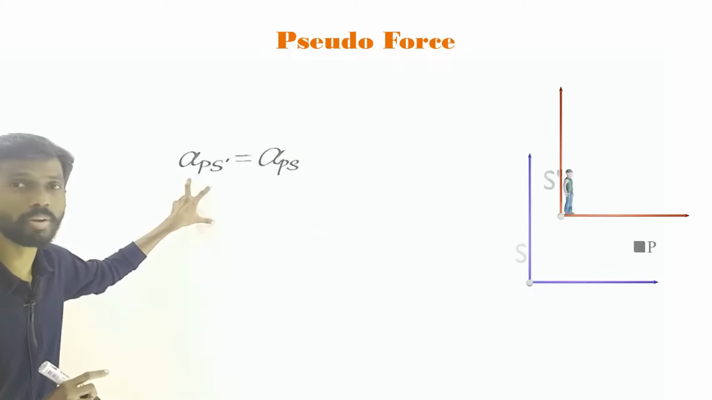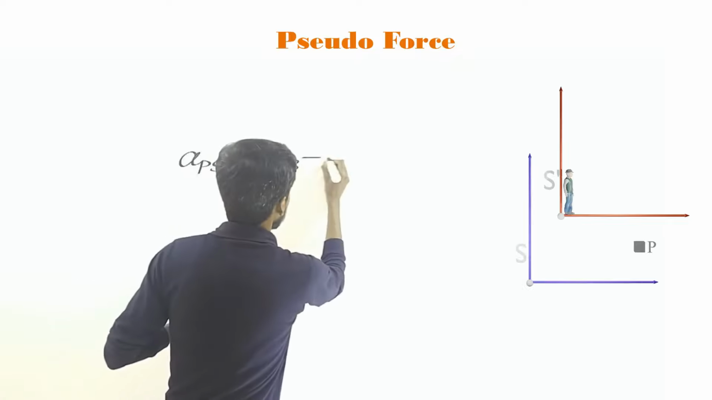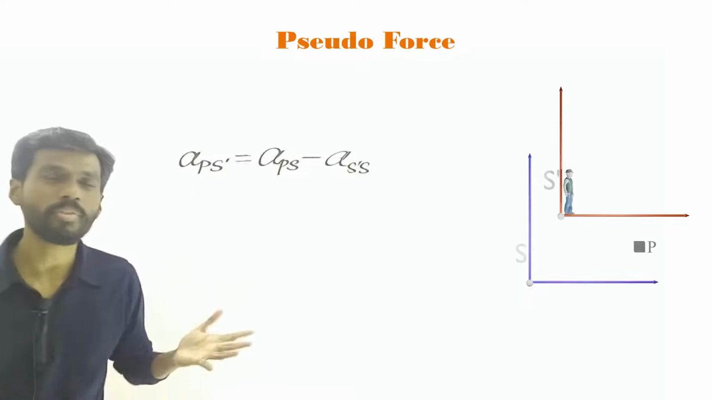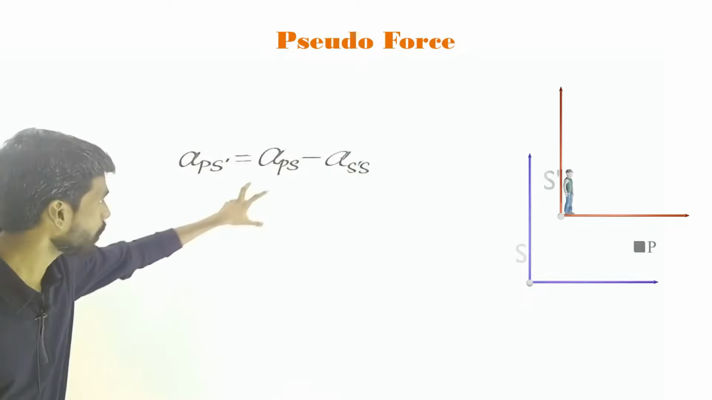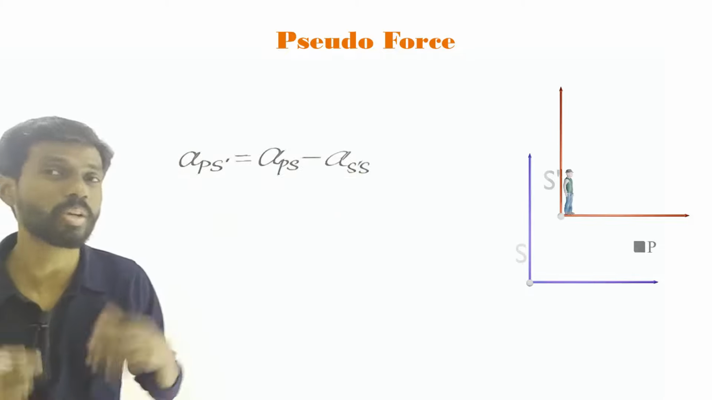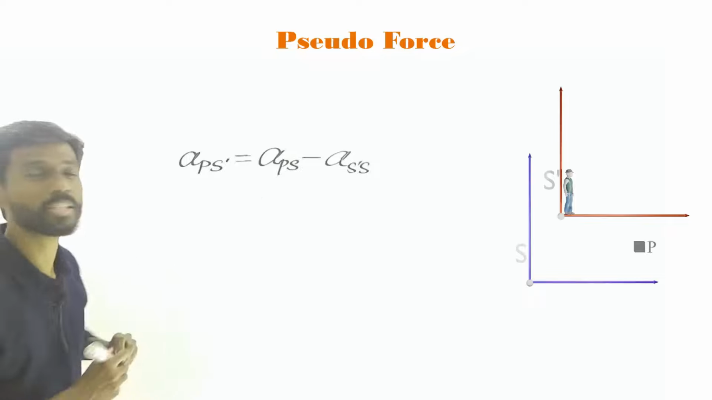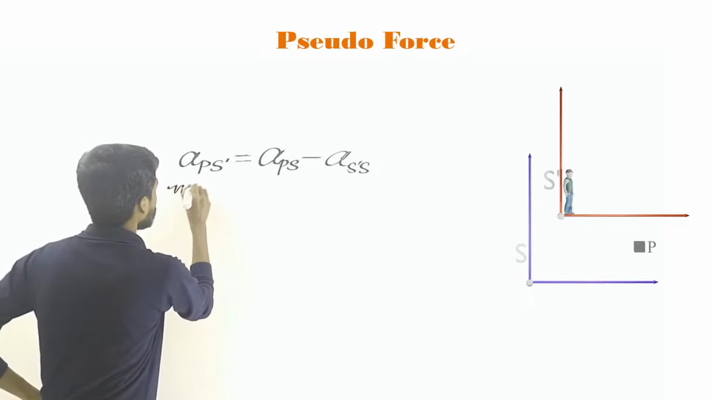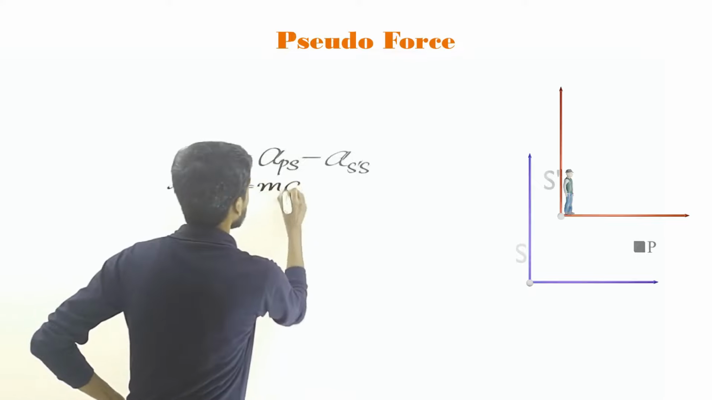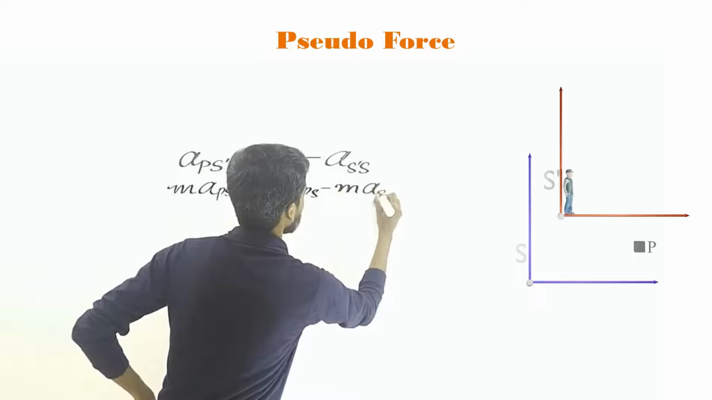For a non-inertial frame of reference, it is the actual acceleration minus the acceleration of that moving frame of reference. That is the formula for relative acceleration, right? From the actual acceleration we have to subtract the acceleration of the observer. Now simply multiply this by m, the mass of the object. m A_PS' equals m A_PS minus m A_S'S.